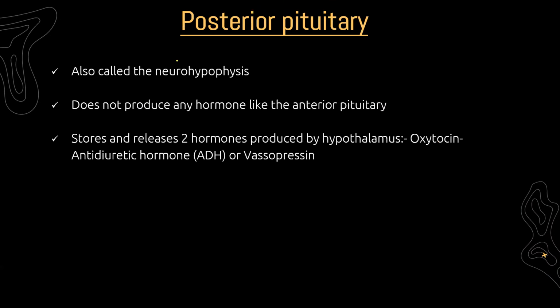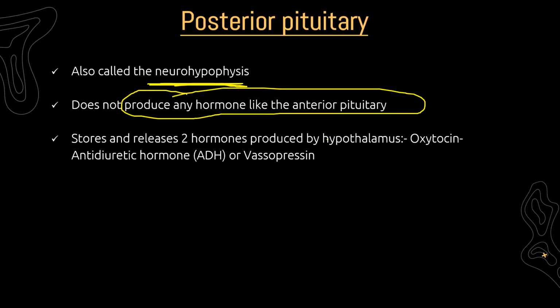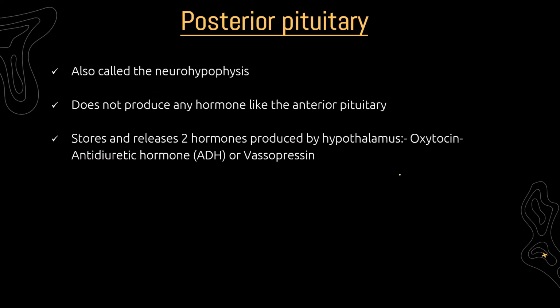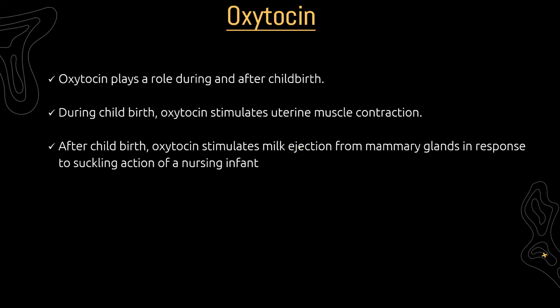So the posterior pituitary is called what, friends? Neurohypophysis. See what I have written here. It does not produce any hormone like the anterior pituitary. Instead, it stores, and when there is a requirement, it releases. What are those two hormones? Oxytocin and ADH. ADH is widely called vasopressin. Now I'm going to explain briefly about oxytocin and briefly about ADH. Listen to me very carefully.